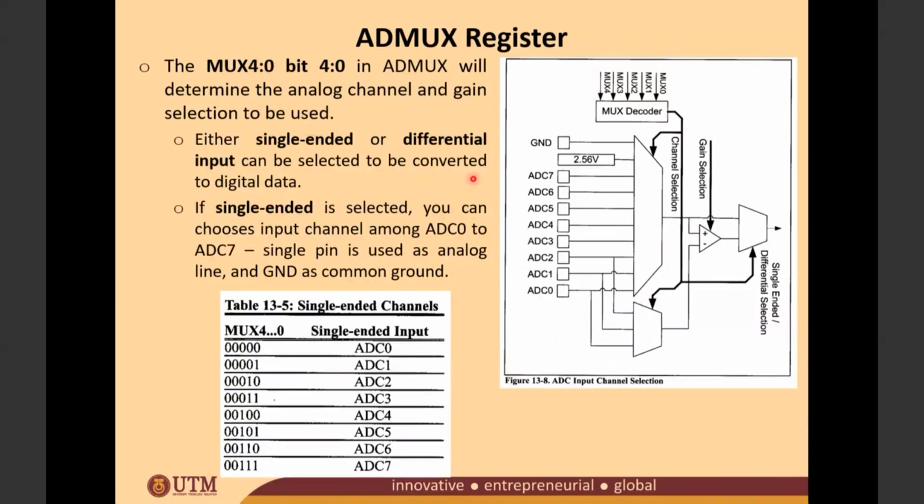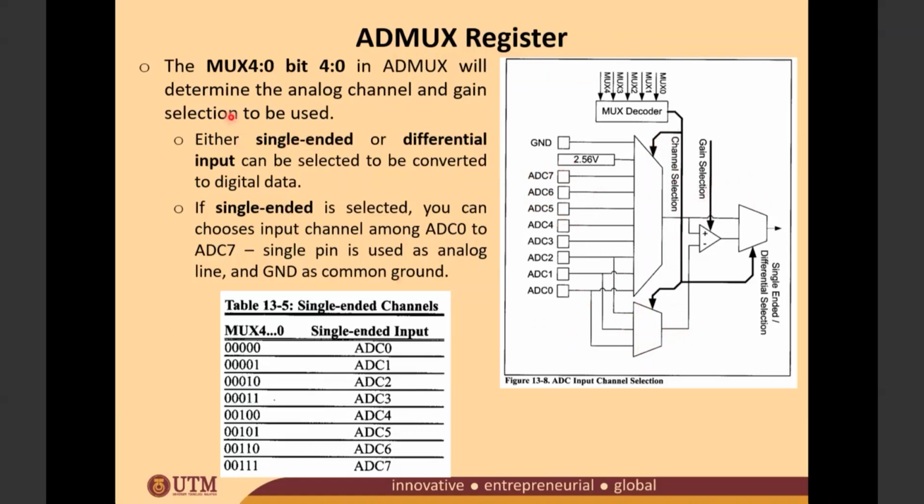Okay, since the ATmega32 has a total of 8 analog channels, from ADC0 at PA0 until ADC7 at PA7. These ADC channels will be connected to this multiplexer here, in which the multiplexer will determine whether you use the single-ended or differential input.